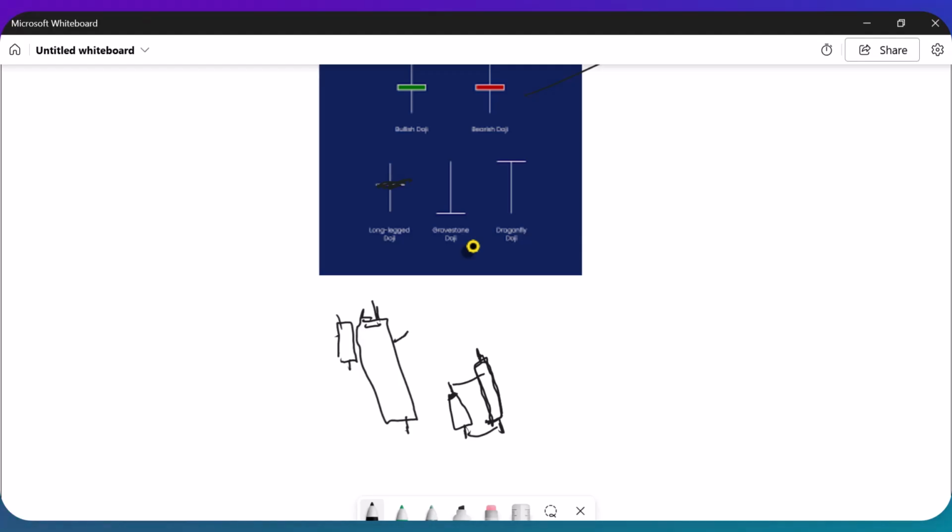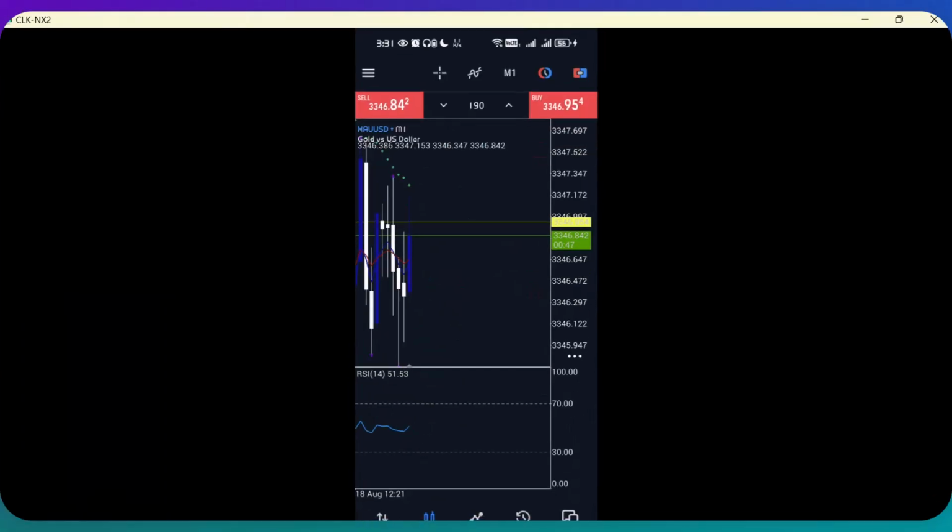So we also have the hammer or pin bar. Imagine a candle with a long wick and a small body. This shows rejection, so we call them rejection candlesticks. Let me see if I can find an example on the live charts. So as you can see, rejection candlesticks here. You can see them, meaning price is rejecting.